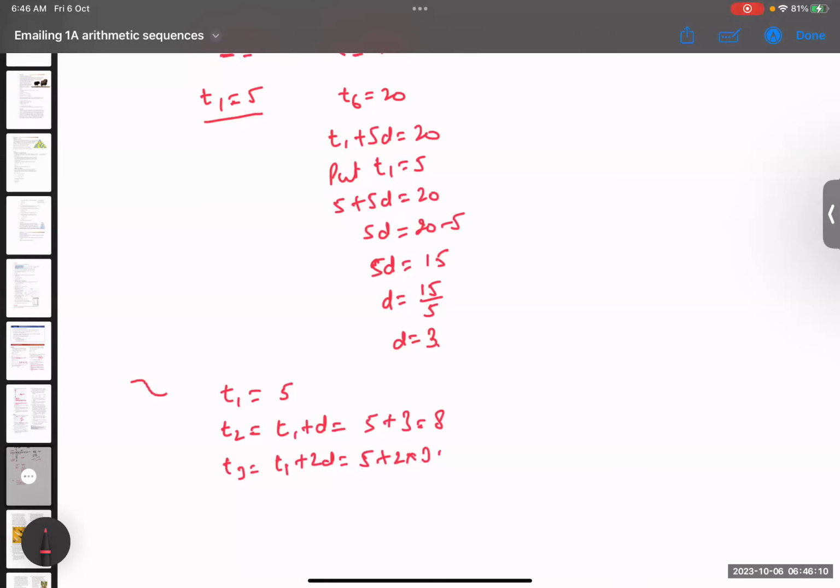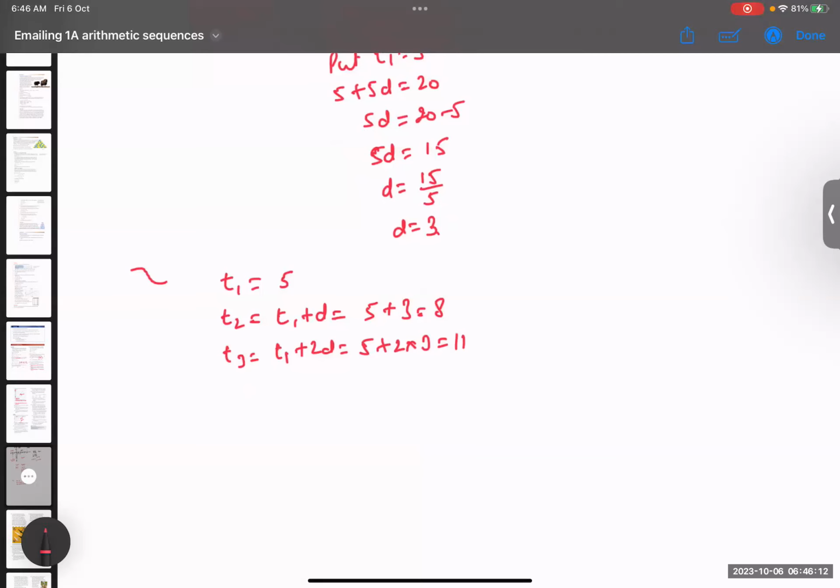T3 is T1 plus 2D, 5 plus 2 into 3, which is 11. And T4 is T1 plus 3D, 3 into 3 is 9, so 14. And T5 is T1 plus 4D, 5 plus 4 into 3, which is 17. Is it clear?